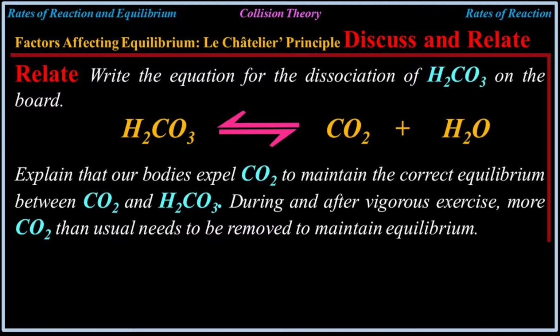Write the equation for the dissociation of carbonic acid on the board: carbonic acid yields carbon dioxide plus water. Explain that our bodies expel carbon dioxide to maintain the correct equilibrium between carbon dioxide and carbonic acid. During and after vigorous exercise, more carbon dioxide than usual needs to be removed to maintain equilibrium.